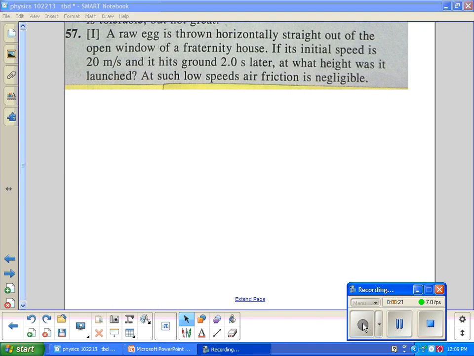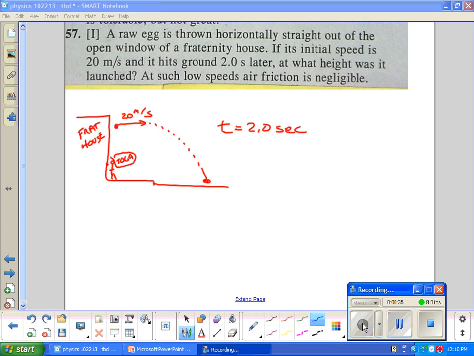Alright, I'm going to add another thing. I want to know how far the egg actually went. You know, it doesn't, but I want to know how far it could have hit the sidewalk. Okay, we'll kind of add that in as a second part. So we'll draw a figure here first.